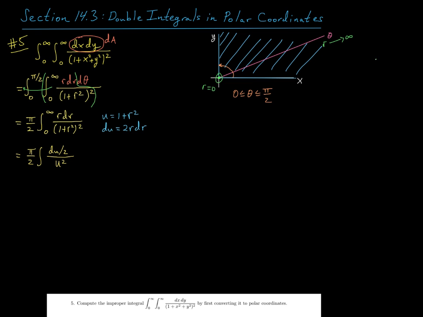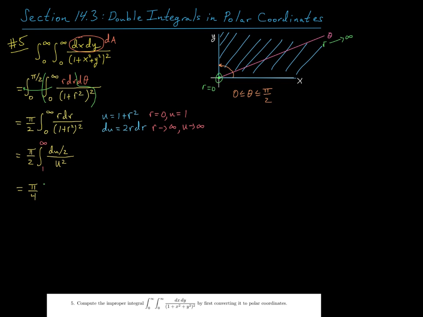And then let's change the limits as well. So when r is 0, u would just equal 1. And as r approaches infinity, 1 plus r squared would also approach infinity. So I'm going to get infinity there. All right, so this is pretty good. I'll put that 1/2 there out front, so I'm going to get a pi over 4.